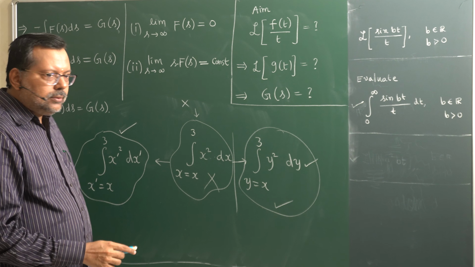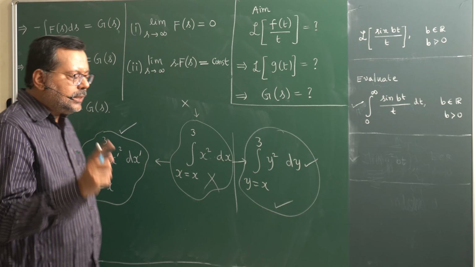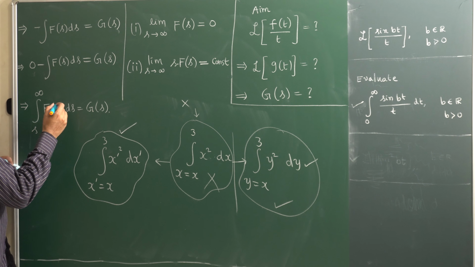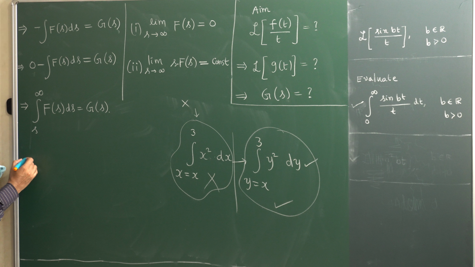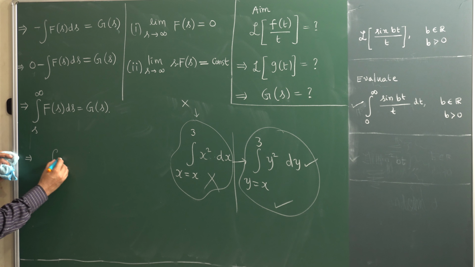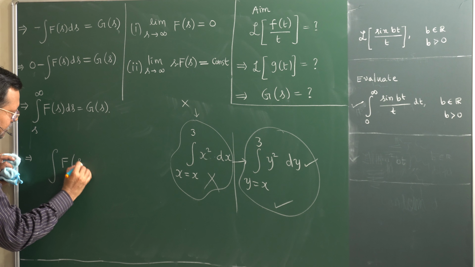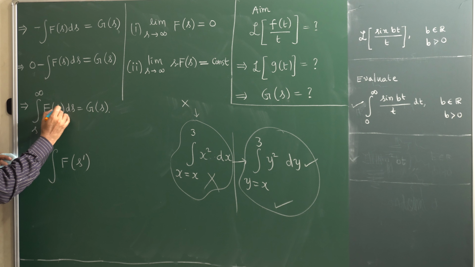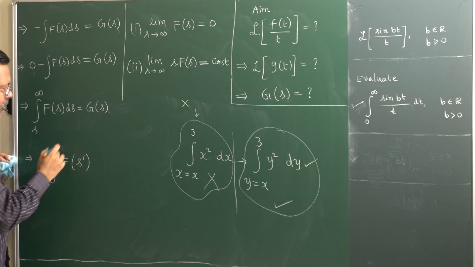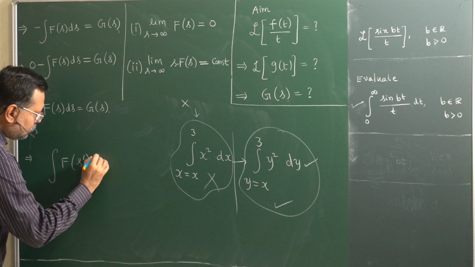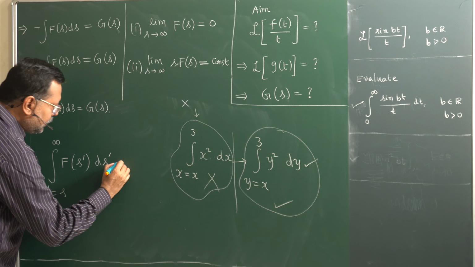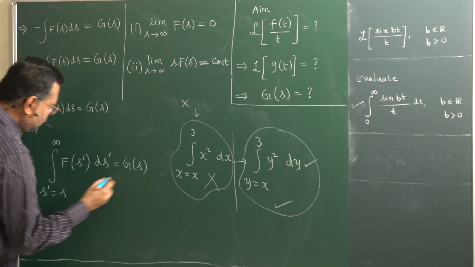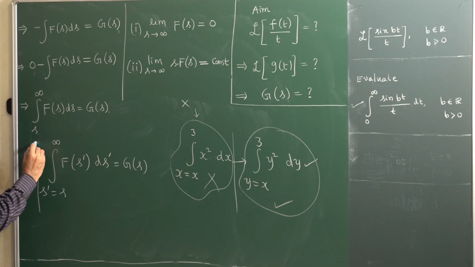For that reason, for comfort and convenience, we are going to put a prime here. That's all about it. Let me put a prime here and then get the final answer. I'll say it's the integral of f of s prime. I don't like this s here, it's not technically correct. So I am going to change this to the prime notation here. And now we can say s prime goes from s to infinity, and that would be equal to g of s. So this is the answer.